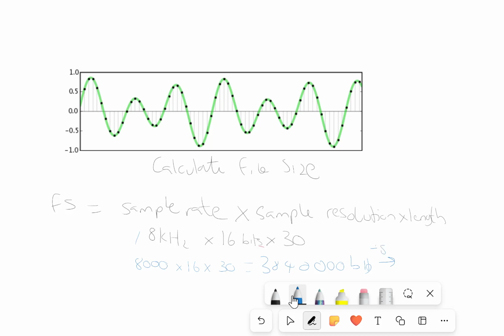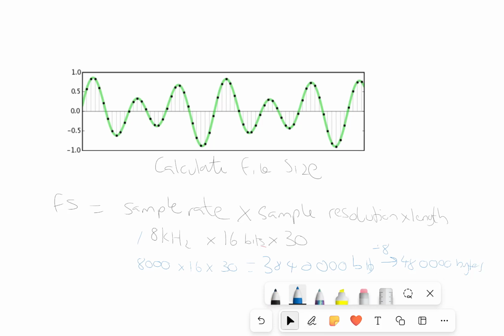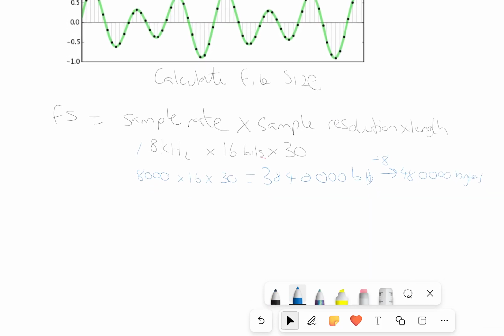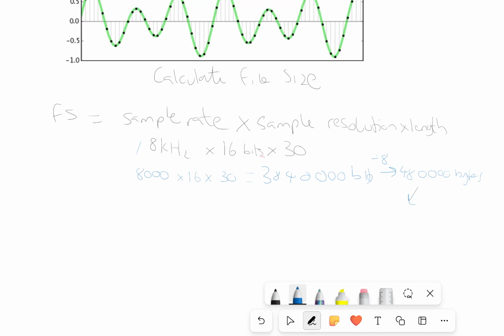And then if we have to turn this into bytes, we know what we're going to do. We're going to divide it by 8, so that'll give us 48,000 bytes. And to kilobytes, divide by 1024, 468.75 kilobytes. Happy days. Let's try a different one.